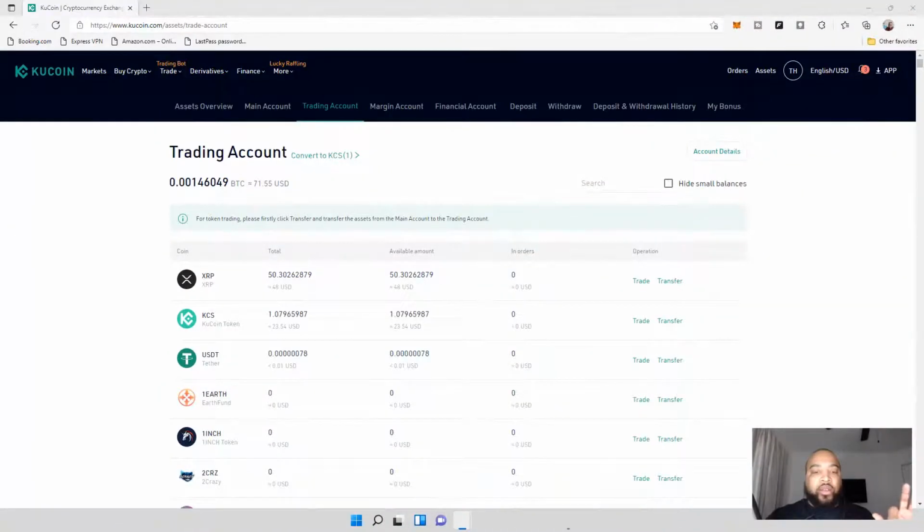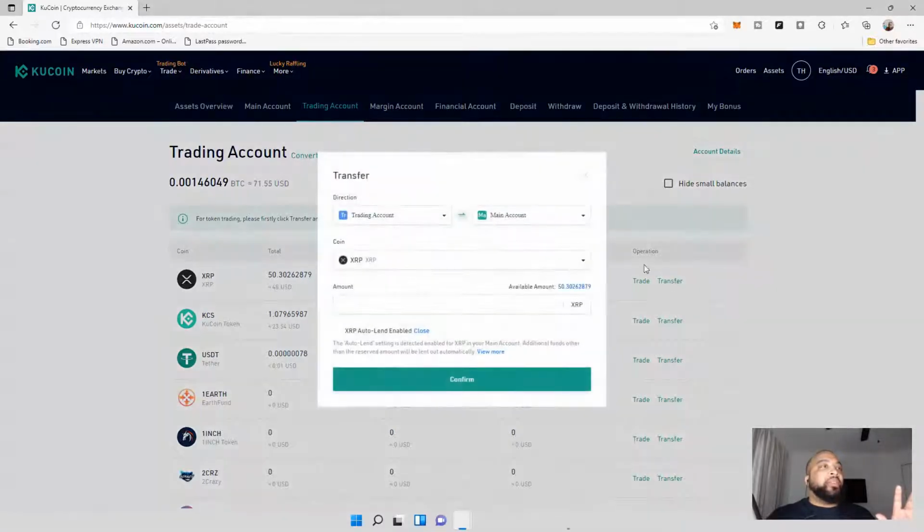All right. So let's bring this back up. I want to bring up the screen again. All right. Now, when you make this purchase, it's going to go into your trading account. I'm going to transfer this back to the main account, and I'm going to tell you why. Because XRP is one of the cryptocurrencies eligible for crypto lending.